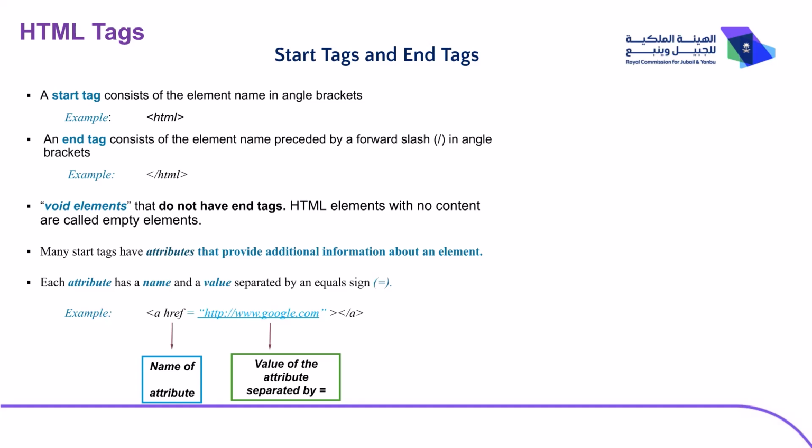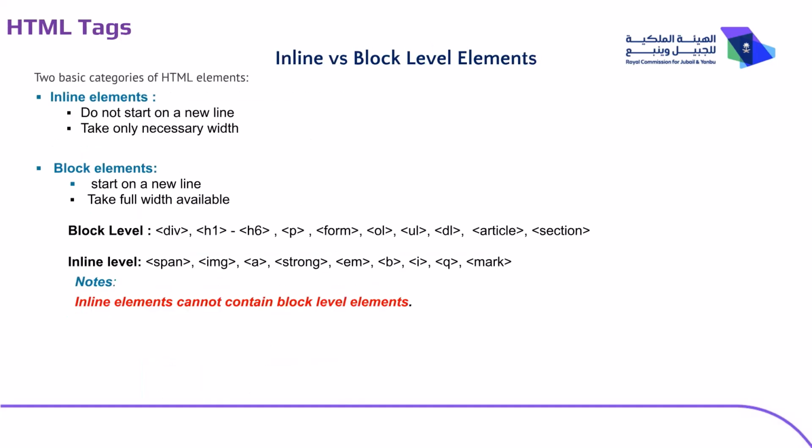A start tag is the element name in angle brackets, like <html>. An end tag adds a / like </html>. Void elements are empty and do not have end tags. Attributes are name-value pairs separated by an equal sign in the start tag.